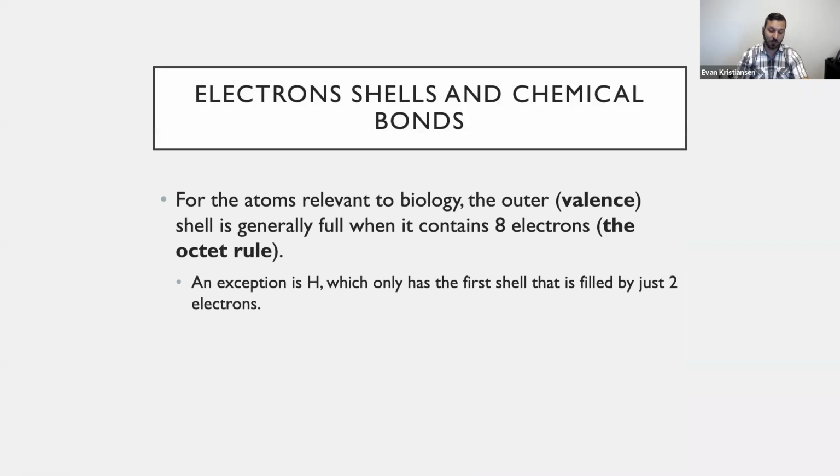So what does this have to do with chemical bonds? Well, for atoms to form bonds with one another, the goal is usually to fill the outer shell, which you'll remember can hold 8 electrons. The exception to this is hydrogen, which is only filling its very first shell.